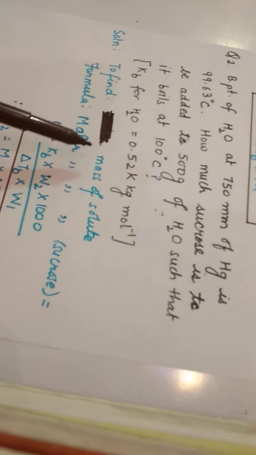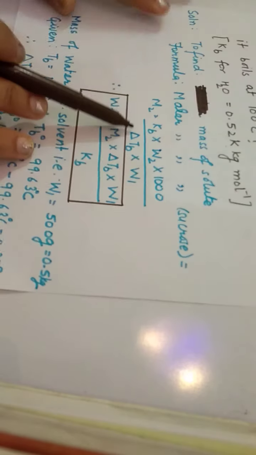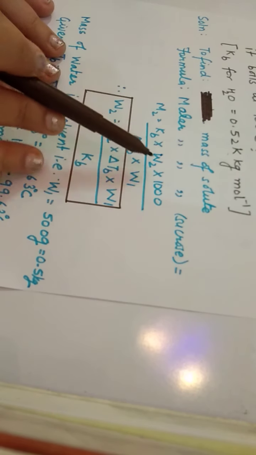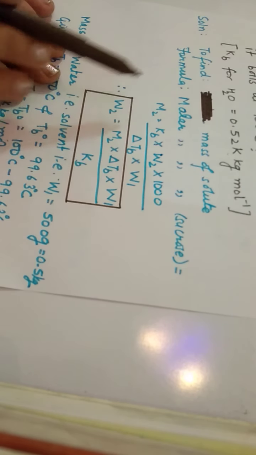So you need to find the mass of solute. The formula with the help of which you will be able to find the mass of solute, that is W2, the mass of solute, this you need to find. The formula to be used is this one, that is M2 is equal to Kb into W2 into 1000 upon delta Tb into W1. So children, W2 will remain here only. This will go up: M2 into delta Tb into W1 upon Kb will come down upon Kb. So this will be the formula to be used.